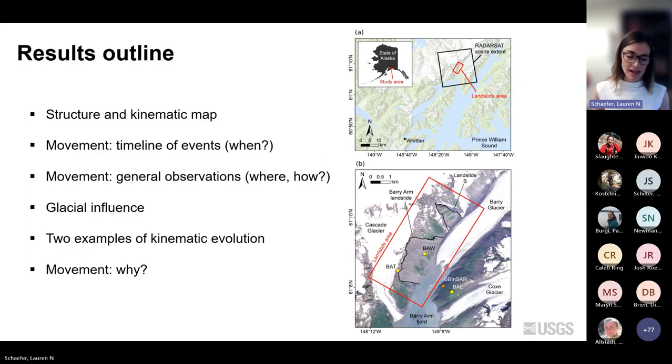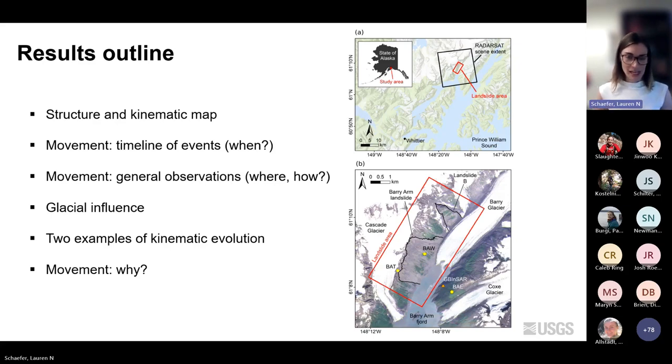So the results outline, just because we're going to be touching on a lot. First, I'll present the structure and kinematic map, and then dive into movement so we can constantly reference back to that structure and kinematic map. So for movement, we're going to talk about the timeline of events, so when things happened. We'll talk about general observations, which will give you a sense of where and how the landslide is moving. And then we'll dive into two points in more detail, which is evidence of glacier influence, and then 2 examples of kinematic evolution at this landslide.